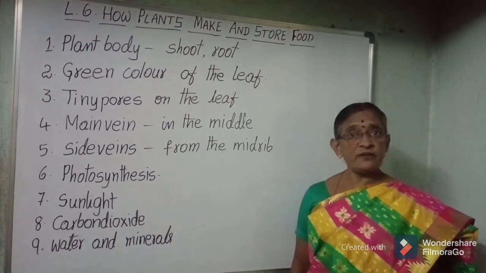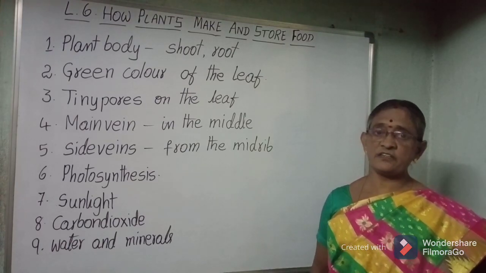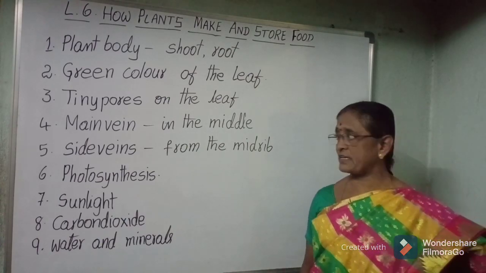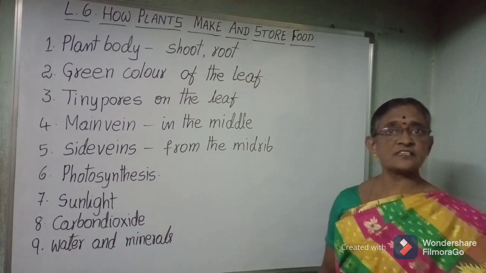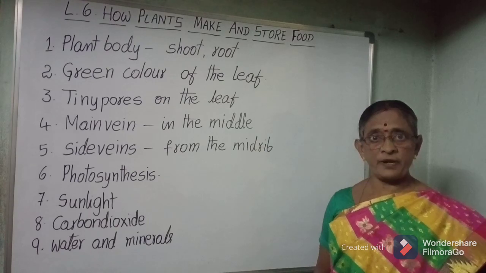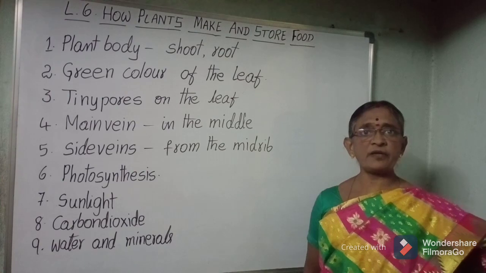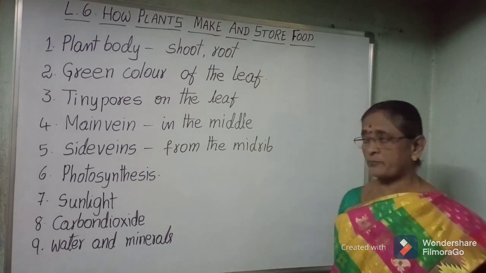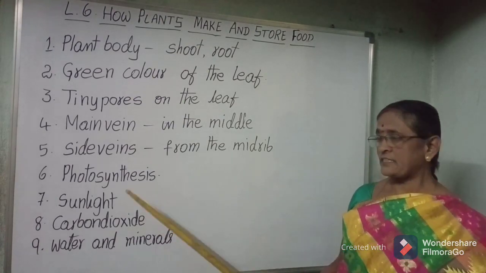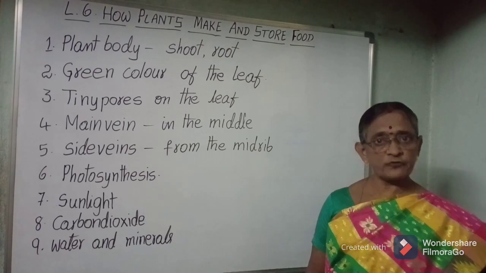Main vein. Main vein is present in the middle of the leaf, which starts from the base of the leaf and runs up to the end of the leaf called leaf tip or apex. Side veins. Side veins are small veins which arise from the middle vein or midrib and spread on the leaf. Photosynthesis. The process of preparing food by taking carbon dioxide, water and mineral salts in the presence of sunlight with the help of chlorophyll is called photosynthesis.